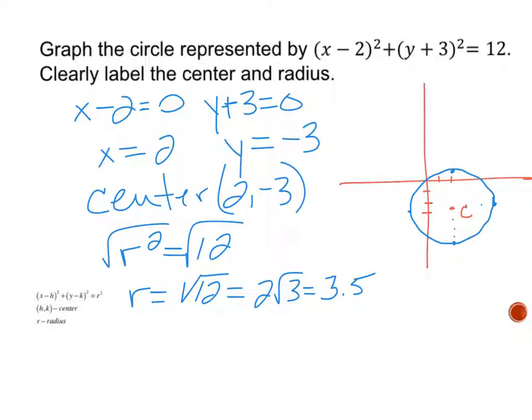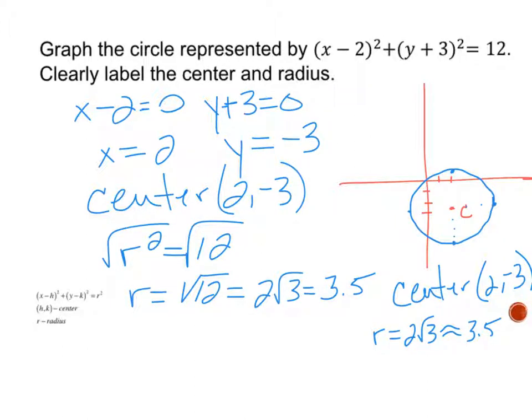Again, your circle is probably going to be better than mine. And let's label the center. So our center, again, was 2, -3. And our radius was equal to 2 square roots of 3 in simplest radical form. Or if we want to estimate that, it was approximately 3.5 units long.